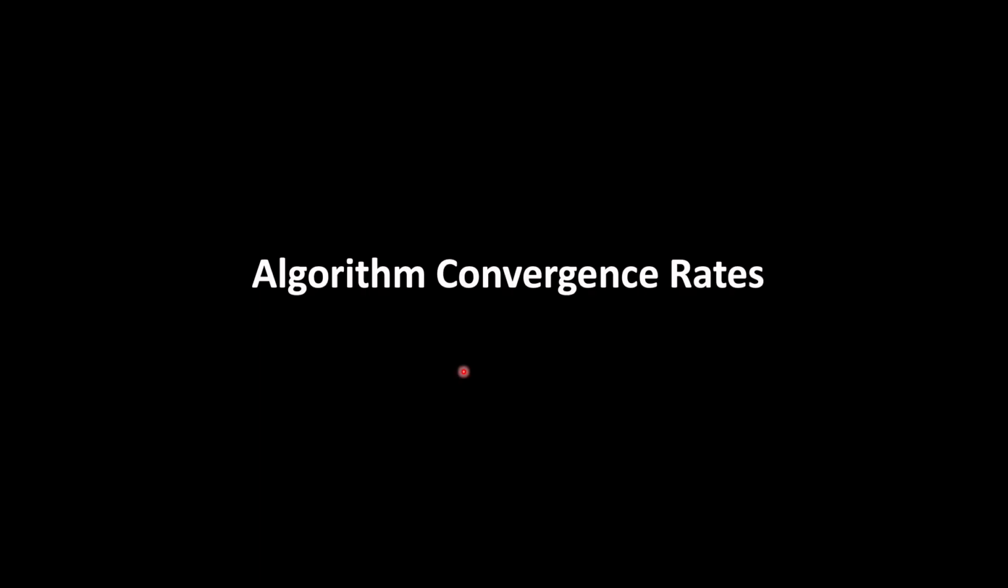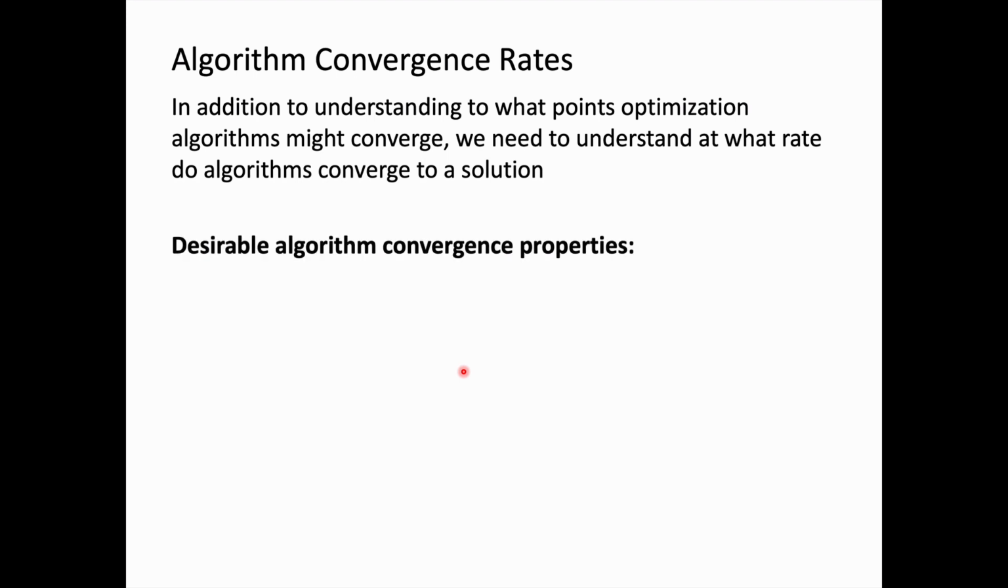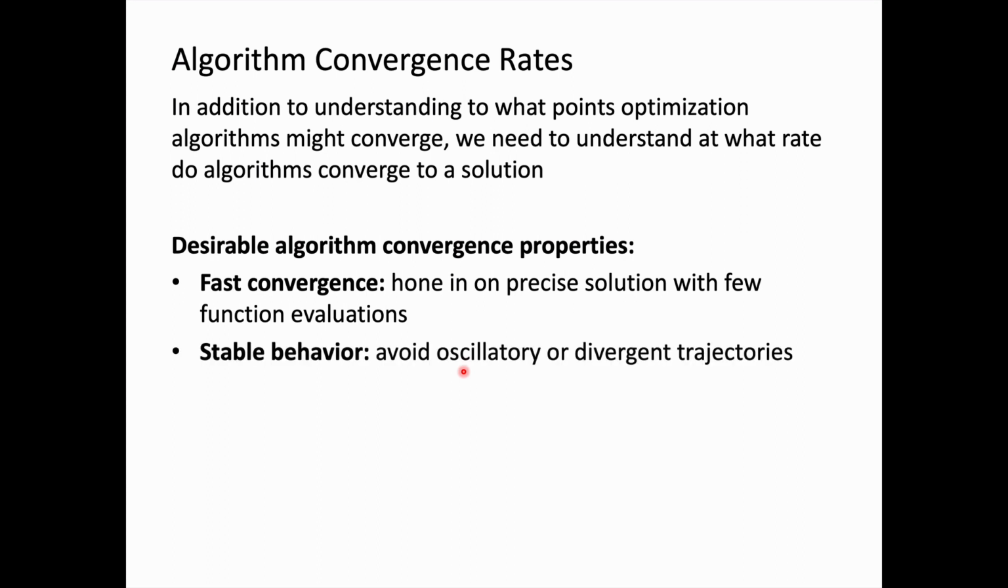Okay, next topic. Let's talk about algorithm convergence rates. We've talked about what it means to converge, but what about the speed with which an algorithm is converging? We're going to talk about desirable algorithmic convergence properties. We'd like to have algorithms that converge quickly. We want to get to the precise solution with very few function evaluations.